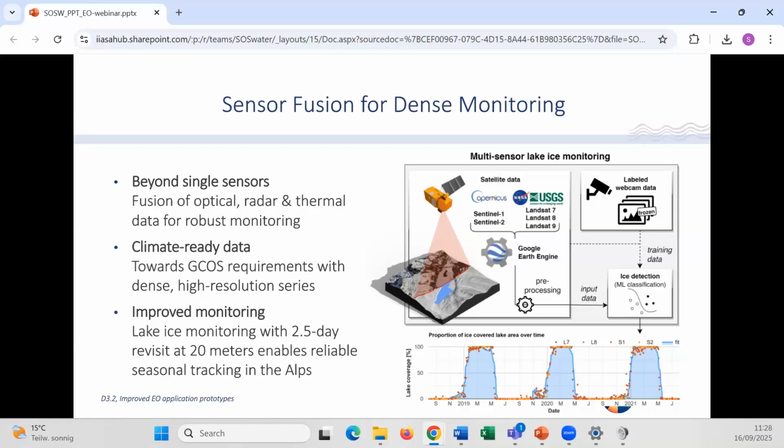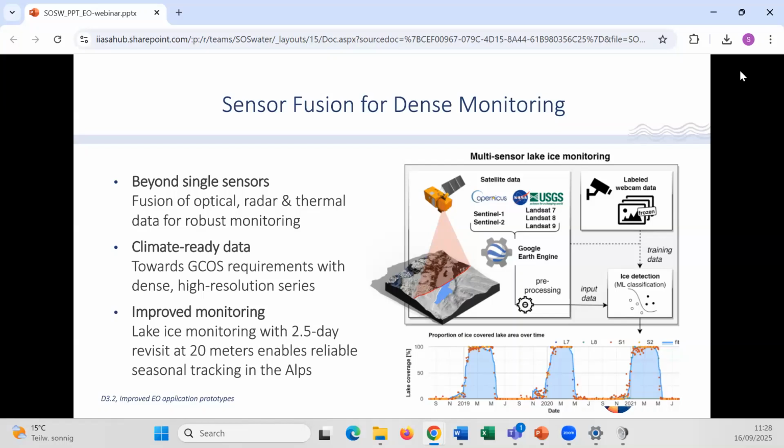In this case, we get the data pre-processed and have a machine learning classification framework that uses ground measurements from webcam data to reference and label the data and do the training and validation. And what we get out is an extremely dense time series of lake ice coverage from alpine lakes.